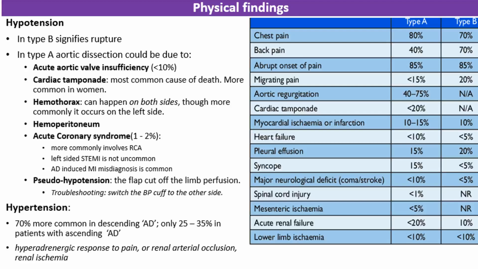Hypertension is present in 70% of type B dissections, but it occurs in only 25 to 35% of type A dissections. The underlying pathophysiology of hypertension could be attributed to either a hyperadrenergic response to pain or renal arterial occlusion, renal ischemia.